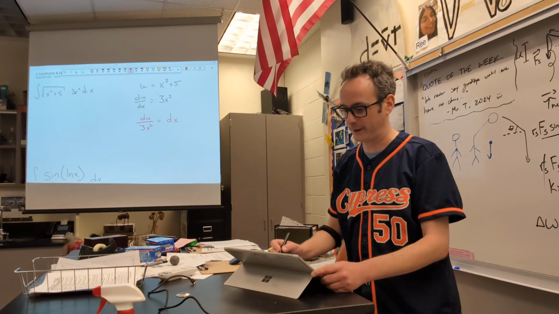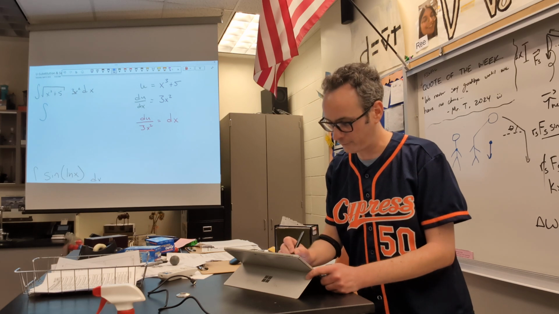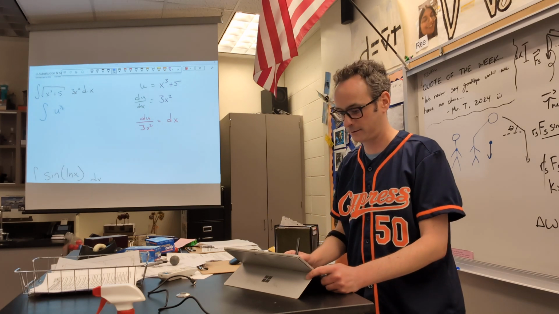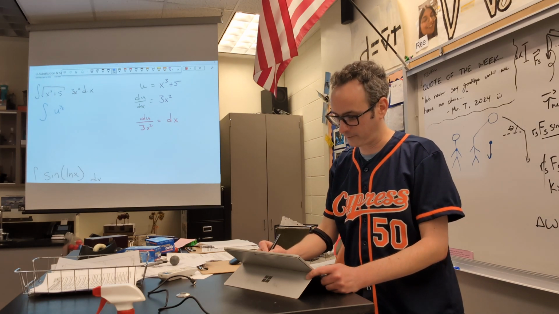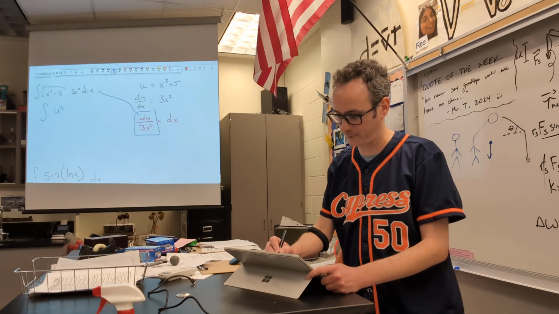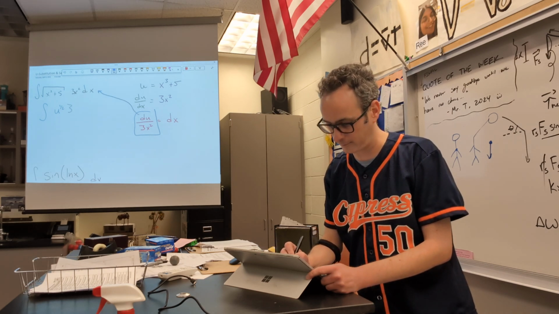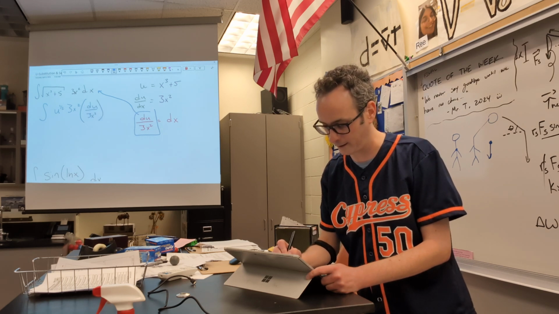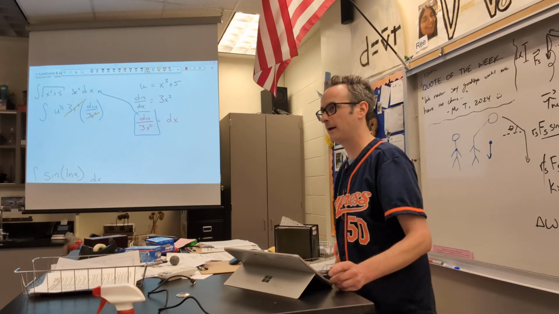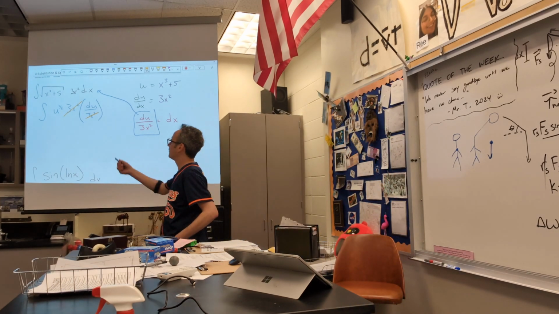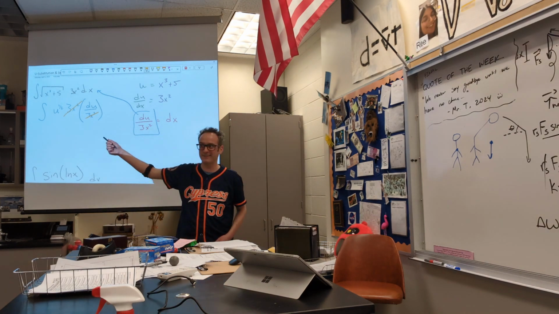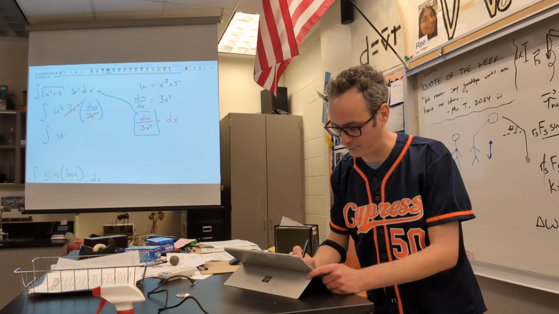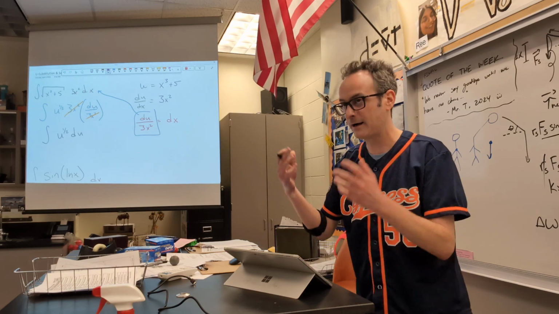Now I'm going to replace everything in terms of those. So this is the square root of u, which I'm going to rewrite as u to the 1/2 power. And then I have 3x squared, and I'm replacing dx with du over 3x squared. The 3x squared cancels out. That's a much easier integral to do, right? So this becomes the integral of u to the 1/2 power du. I can do this now.